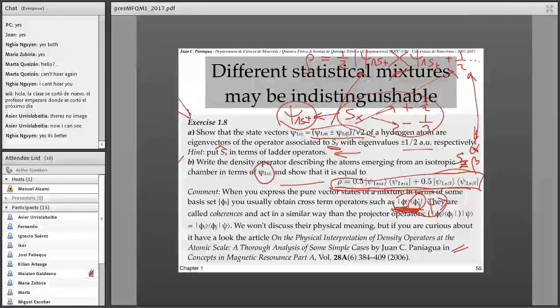From the physical point of view, this is rather interesting, because that means, for instance, let's try to take a white sheet. Let me see.